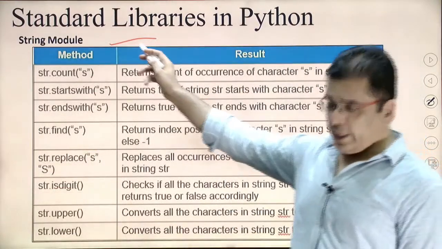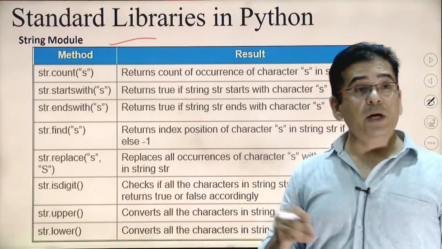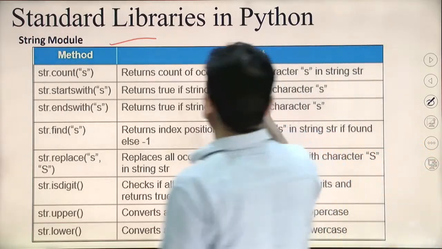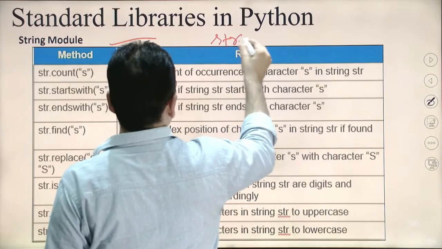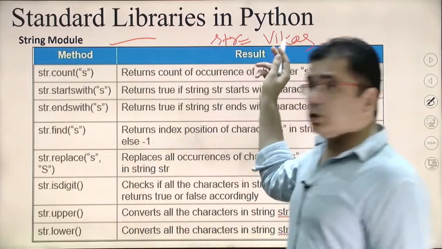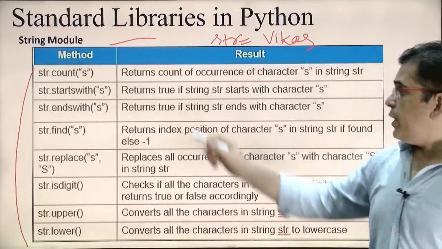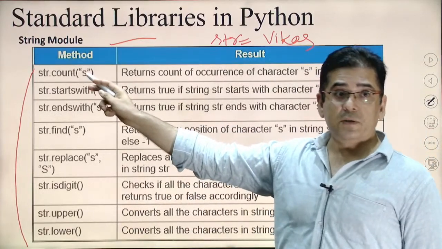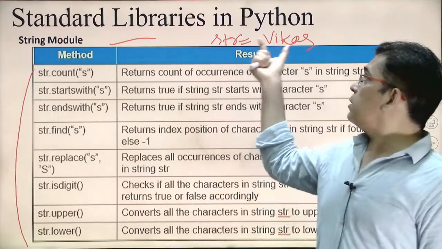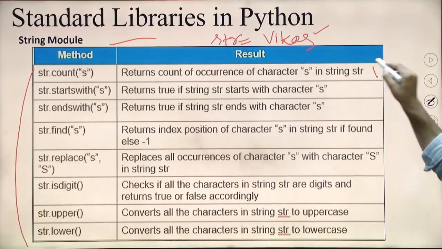Coming to the next module, that is our string module. The string module contains some inbuilt functions which can be called with the help of a string parameter. Let us take a variable string whose stored value is Vikas. On this particular example, I have performed all these functions. String dot count with s within the brackets will give you the number of s in this string Vikas. Here only one s is there, so the output of this function will be 1.